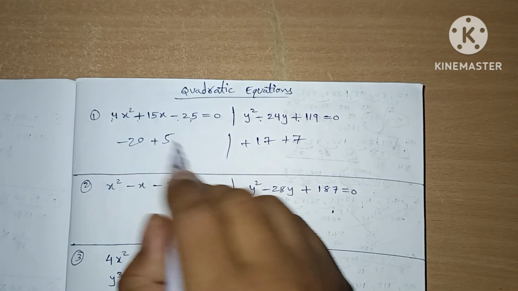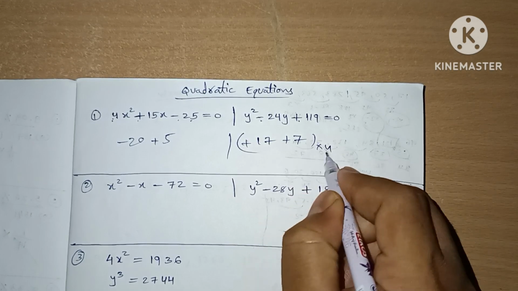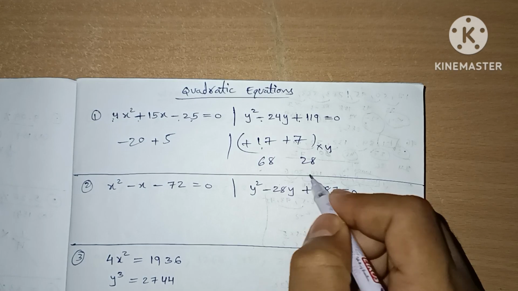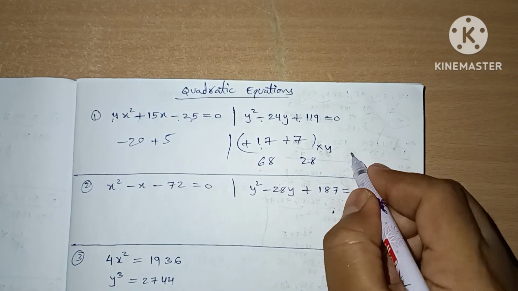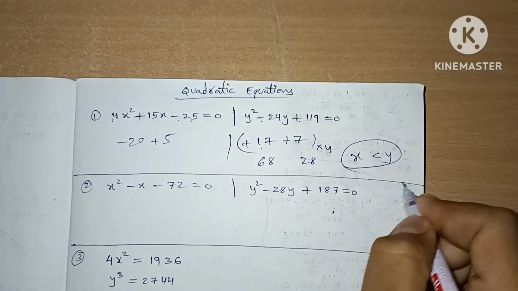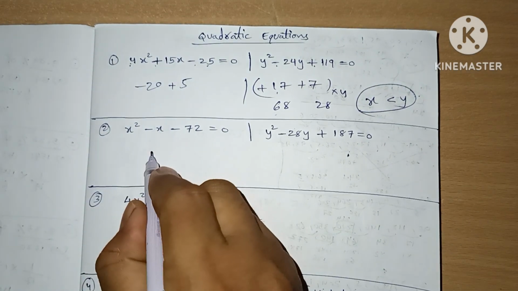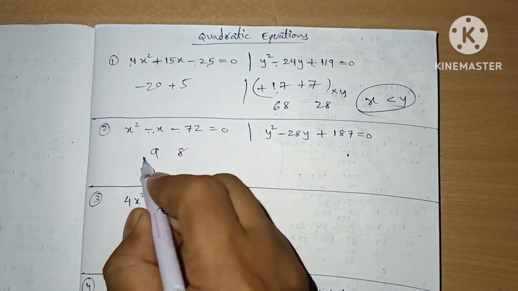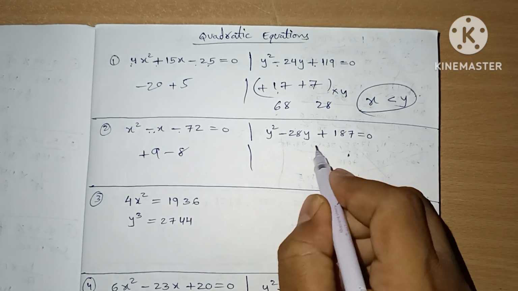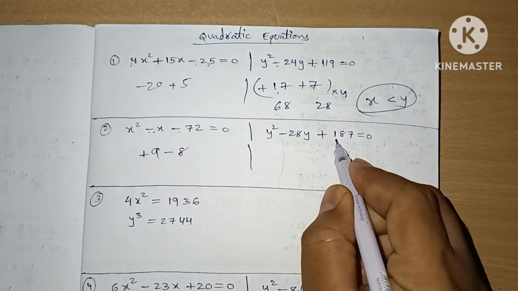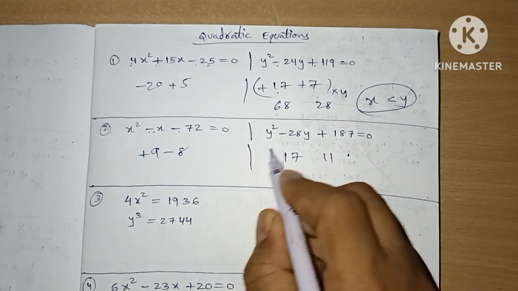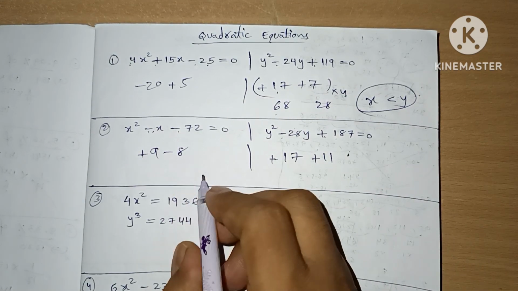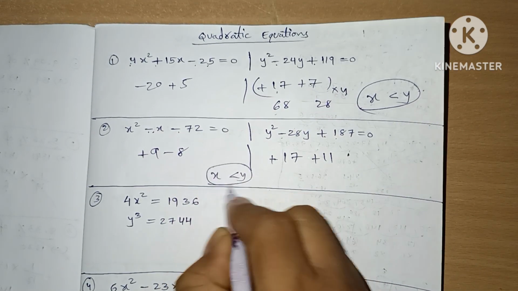Here to make the base equal, we multiply this with 4. 7 4 times 28. 4 17 times will be 68. So now by comparing these two, it is clear that x is lesser than y. Next, here it is 72 means 1, here 9 8 times. Minus and plus means plus and minus. Here it is 187. Here we see 17 11 times. Minus and plus means the roots are in positive. Bases are equal. So by comparing these two, it is clear that x is lesser than y.